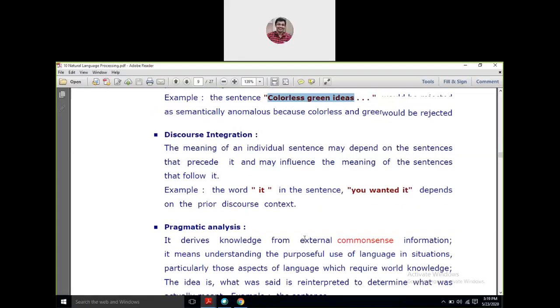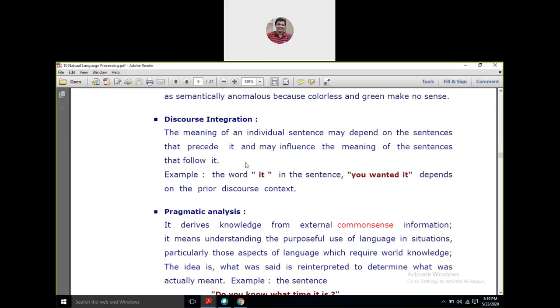Next comes discourse integration. Discourse integration is about when we talk about the word "it" in a sentence. We all know that if we say, okay, "Ram is a good boy," full stop, there is a delimiter called full stop, and in the next sentence, after a space, we start with "Ram is a good boy."